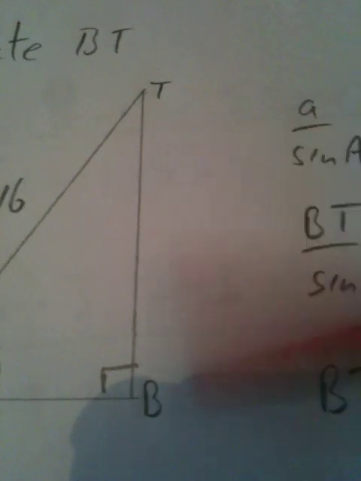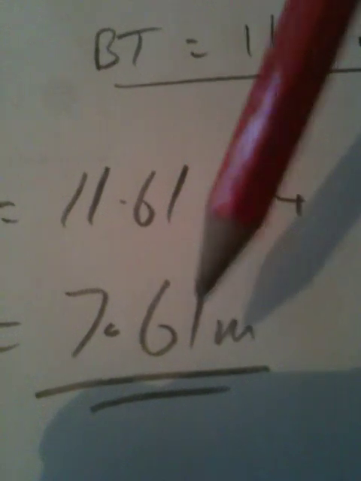Remember, that's not quite finished because it just wanted this height here. We know this is 4. This whole thing here is 11.61. So 11.61 subtract 4 is 7.61.